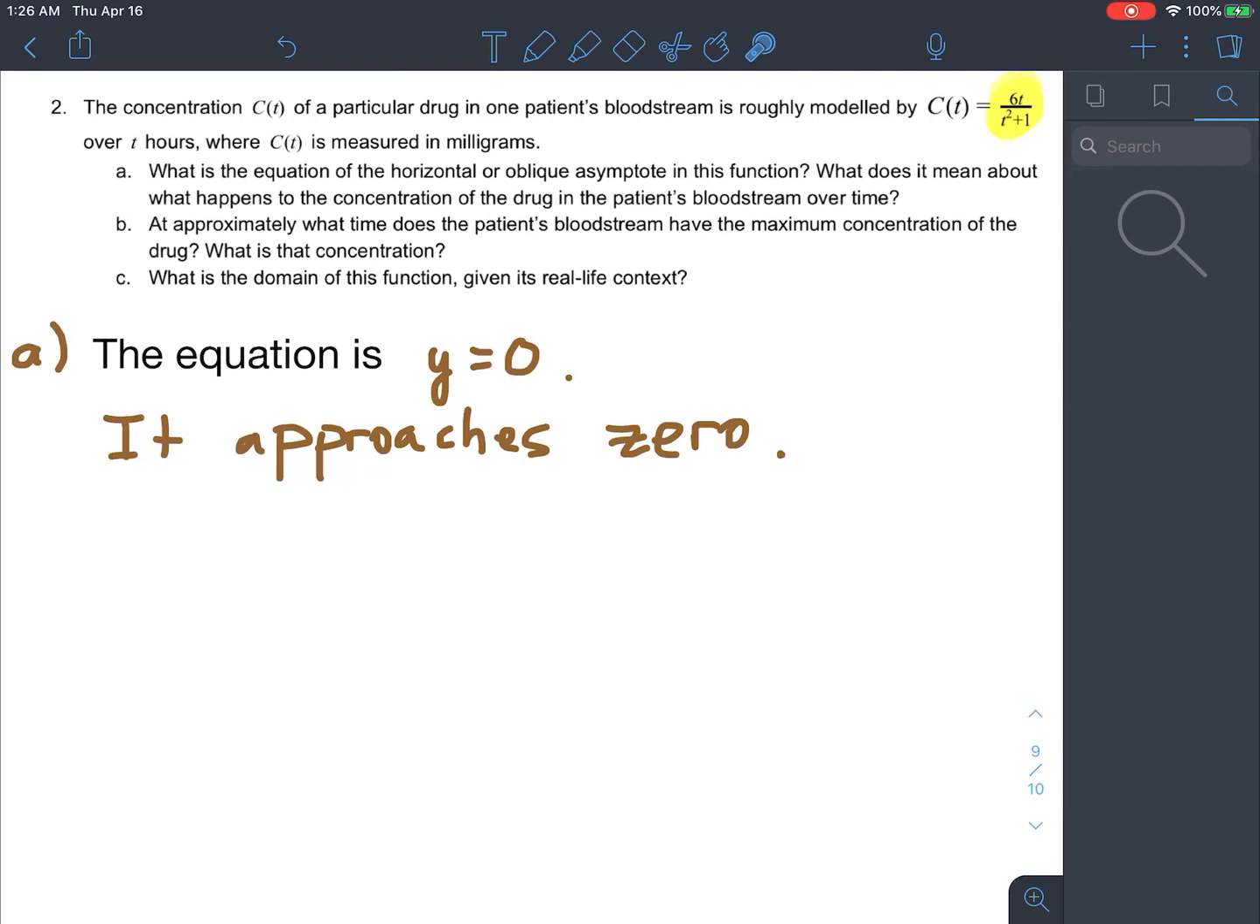Alright, let's do part B. It approaches 0. In other words, I guess, you know what, that's not a very good answer for our context. It says the patient's bloodstream over time.